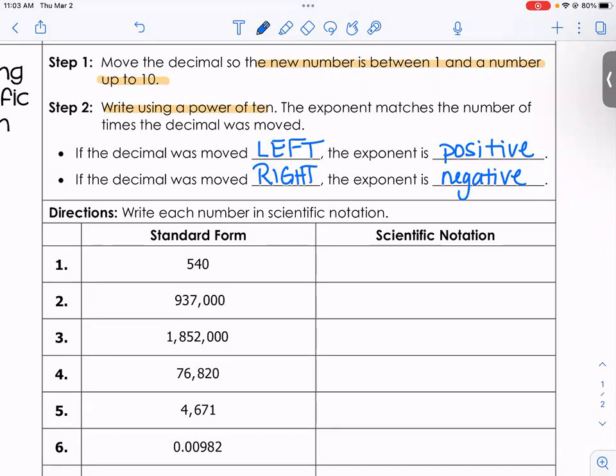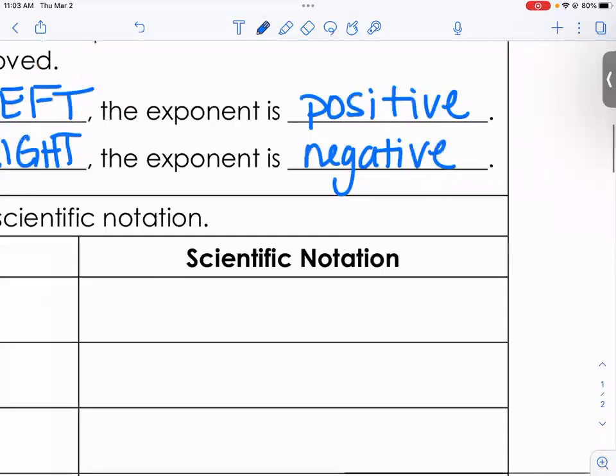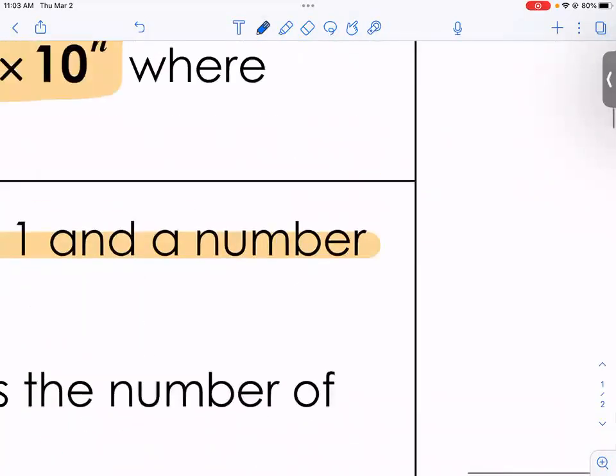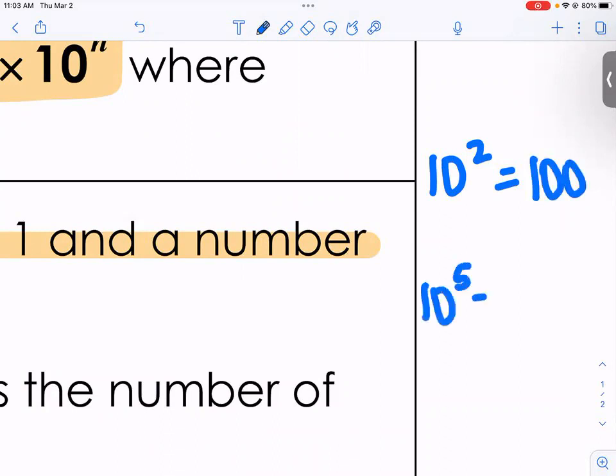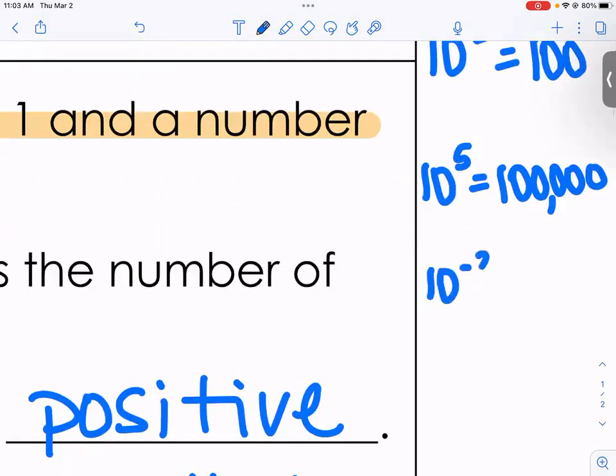Okay, so let's just talk through some exponents of 10 really quick. You don't need to write this down. This is just me prefacing. So what's 10 squared? 100. What about 10 to the 5th power? That's 10 times 10 times 10 times 10 times 10. It's 100,000. Now, what about 10 to the negative 3rd? Well, that would be 1 over 10 cubed, which is 1 over 1,000.